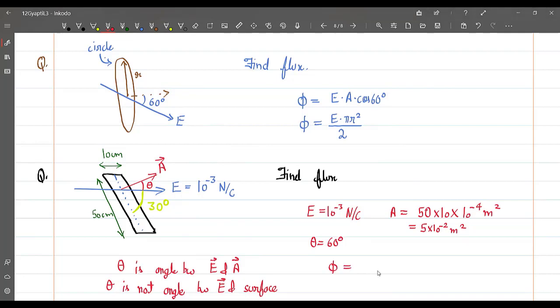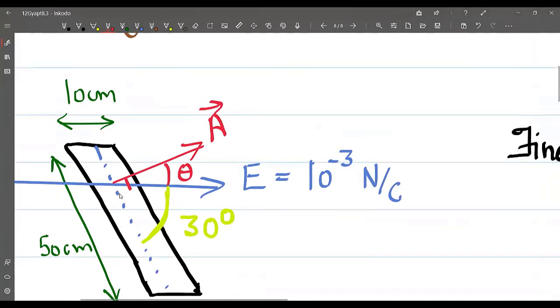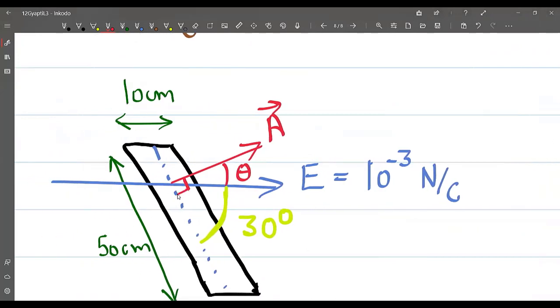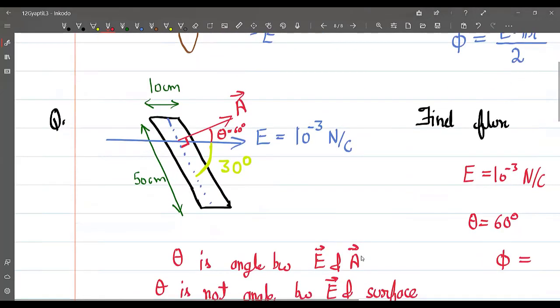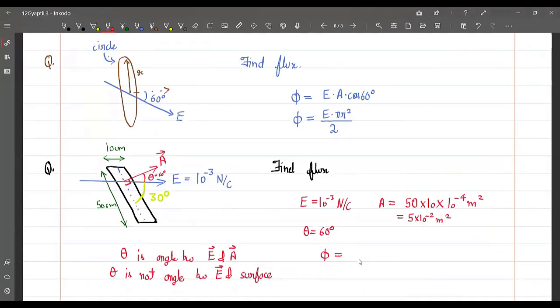Sir, how theta is 60 degree? Because this E vector is perpendicular to A vector. Means this surface, the area vector is perpendicular to the surface. So this angle is 90 degree. This is given 30. So the remaining should be 60. Calculate the value of phi.